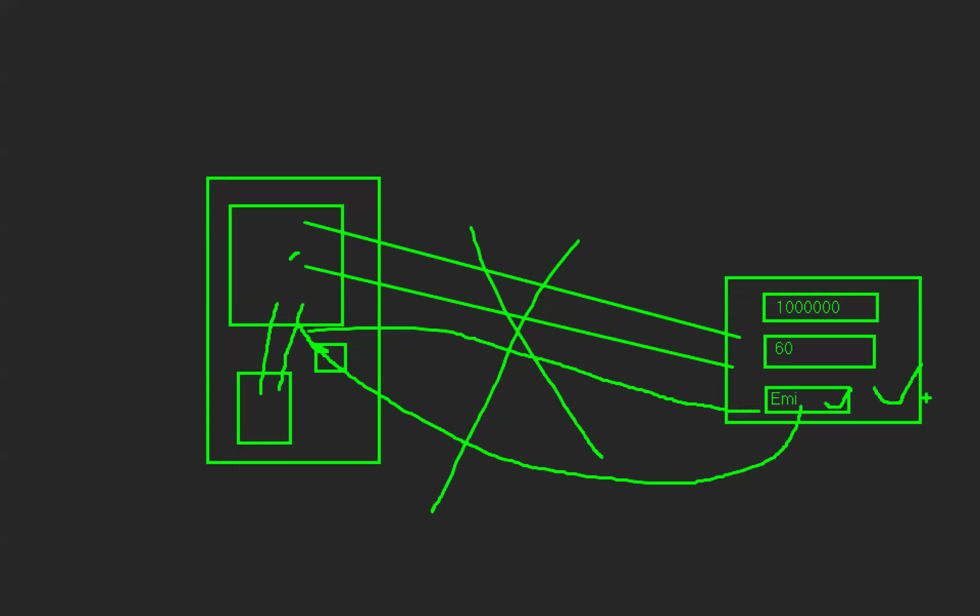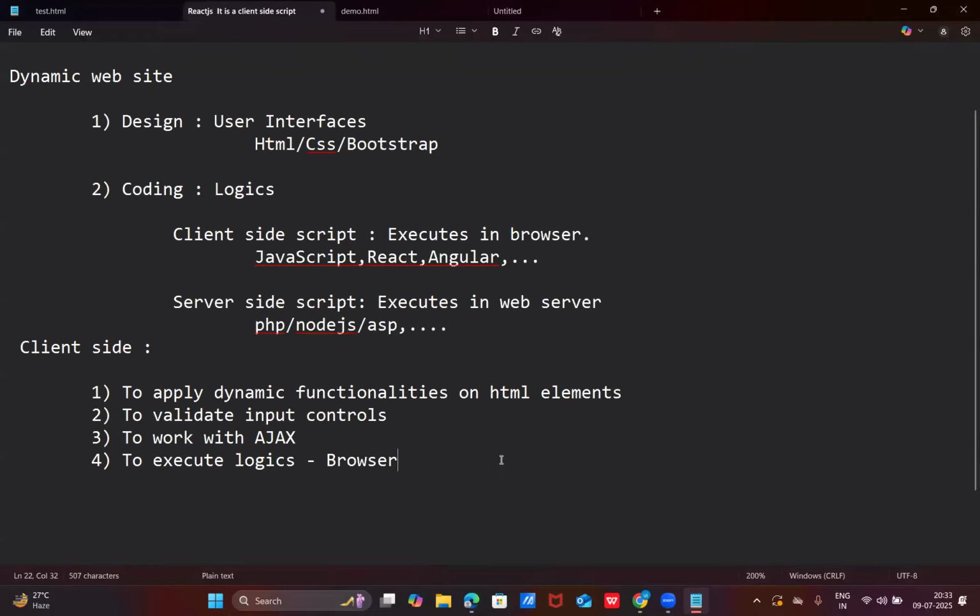So anyhow, both of these are very important. You should choose which one you want to select, which one you are giving the priority: either UI technologies or server-side programming. That is our option. If we take React.js, React.js comes under UI technology. Is it clear? So these are the main things we can do with client-side scripting languages.